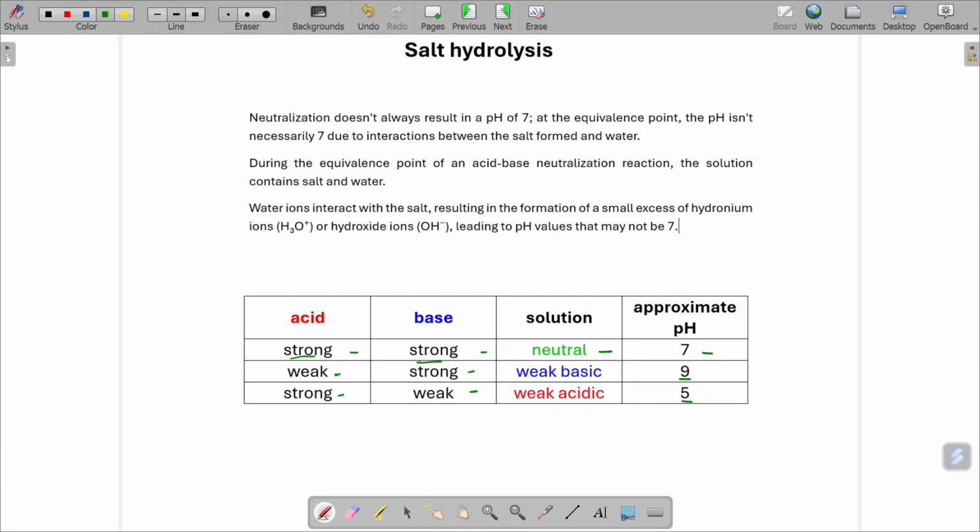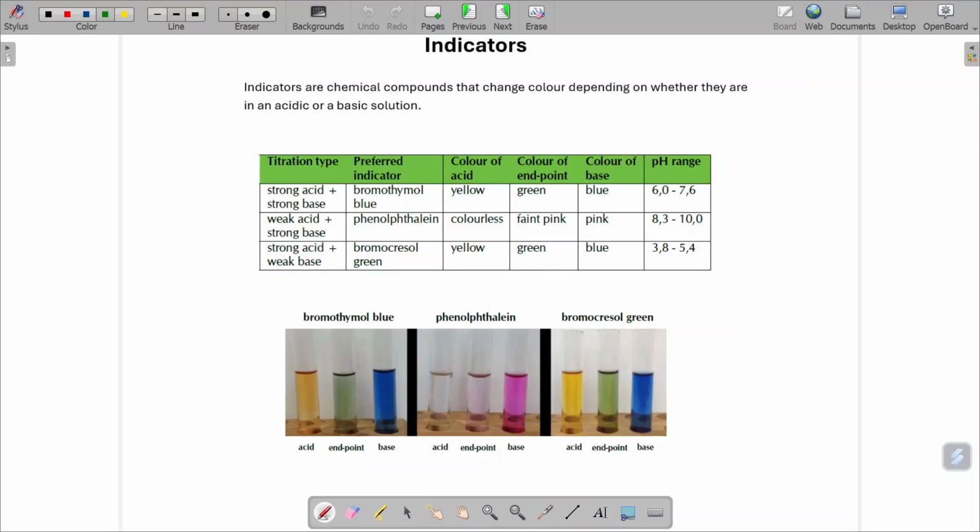Now, again, very importantly, strong and strong gives us neutral. A strong base gives us a basic pH, and a strong acid gives us an acidic pH of the final solution. Indicators are very important for us to be able to determine the equivalence point as they change color when the pH goes from acidic to basic. Now, depending on the kind of titration, different indicators may be used, and an example is shown in this table here. So if we have a strong acid and a strong base, we'd like to use the indicator bromothymol blue.